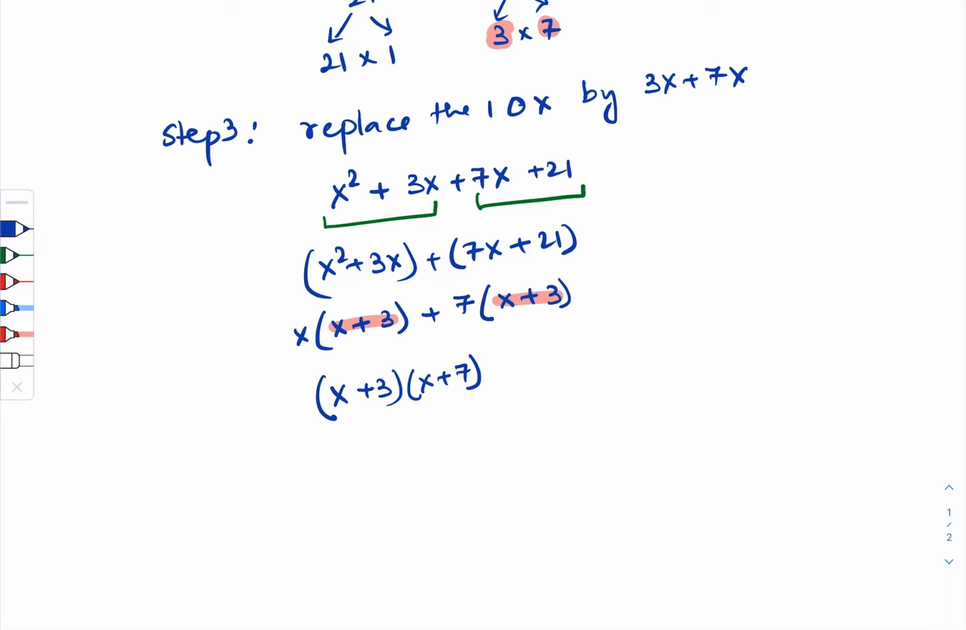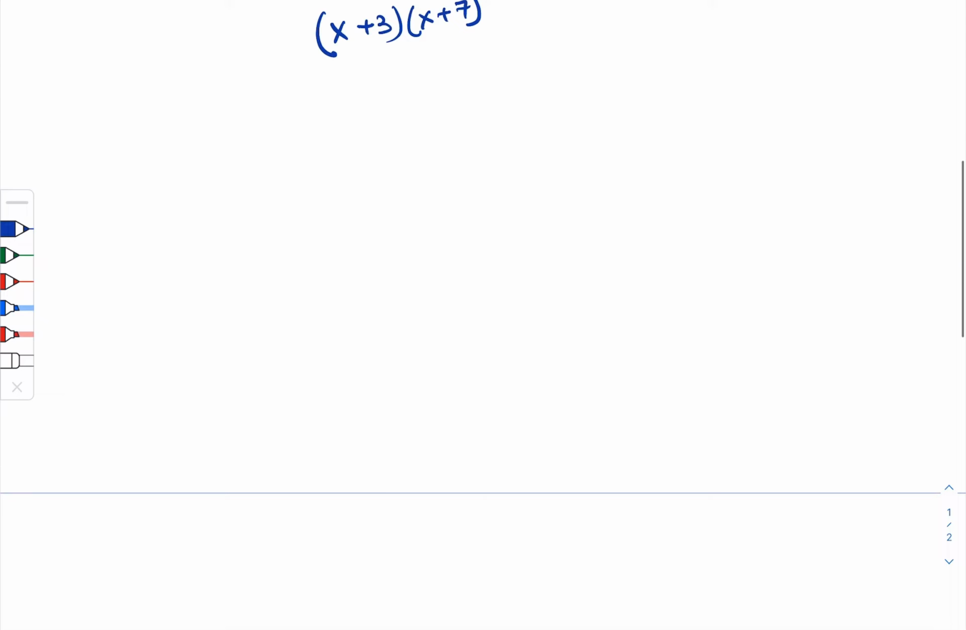All right, so let's try another one. Again, my recommendation would be to pause the video and try this one yourself, and then unpause it and check the solution.